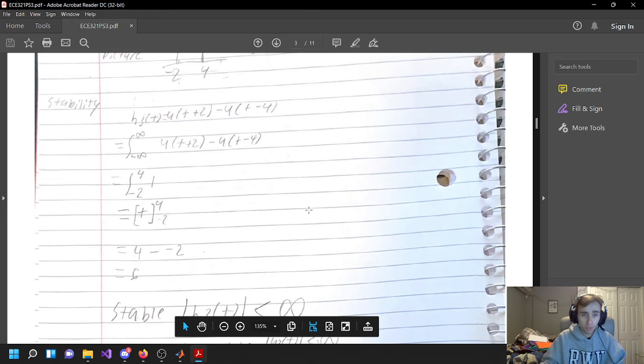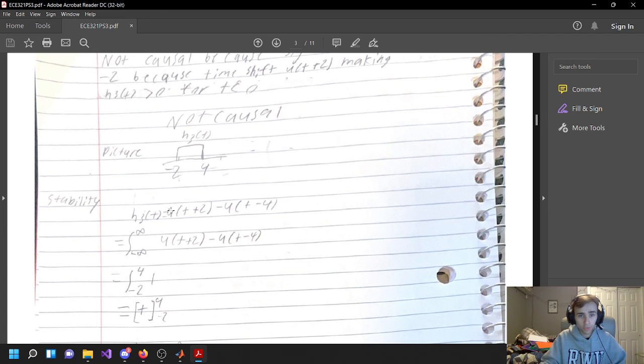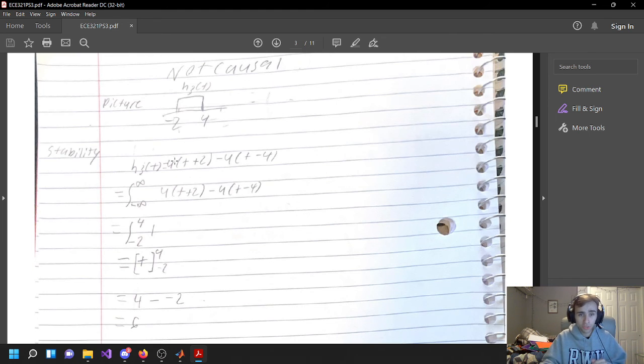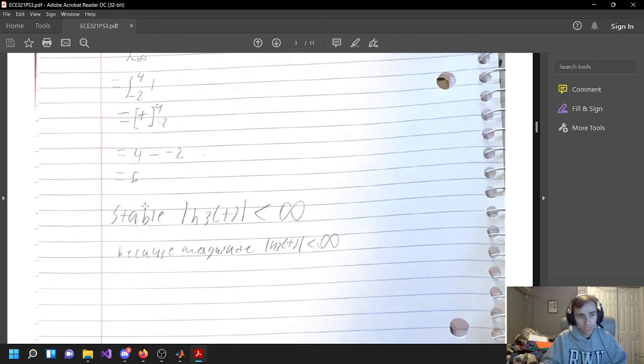And then for stability, we're going to take the integral of h3 of t. So h3 of t is u of t plus 2 minus u of t minus 4. Since we have two of those unit steps, we can just set the bounds of the integral to those two. So it's going to be from negative 2 to 4 of 1, and the integral of 1 is t. And then we just solve for that integral, and then we're going to get stable. So the magnitude of h3 of t is less than infinity, so therefore it's stable.